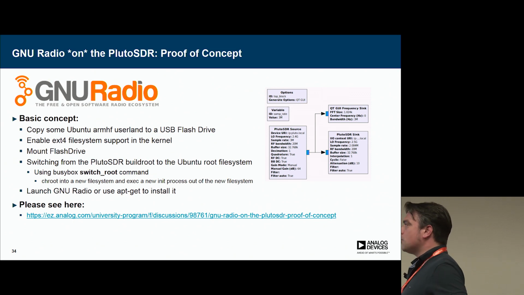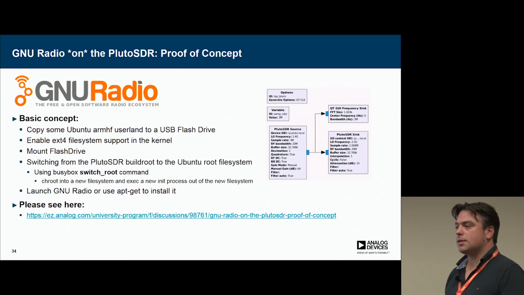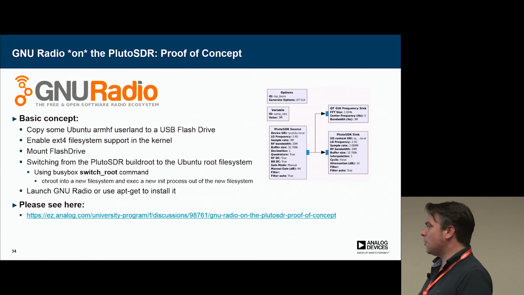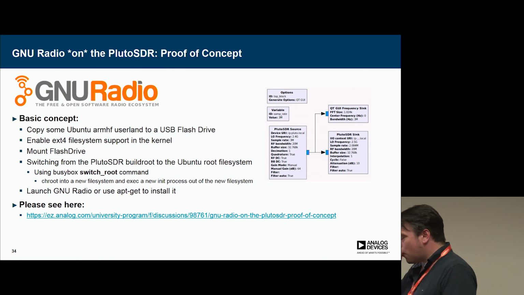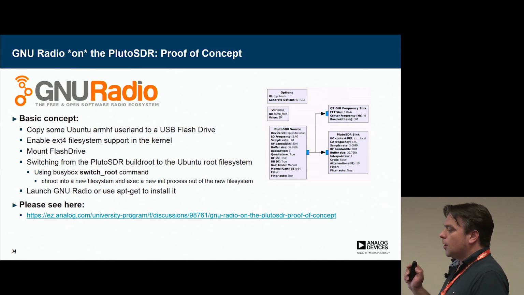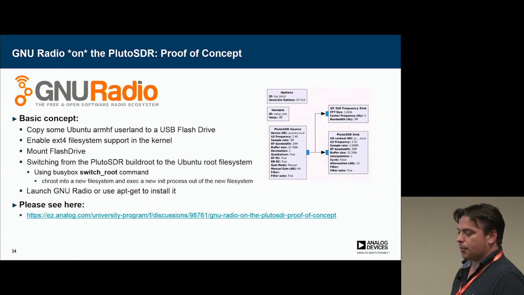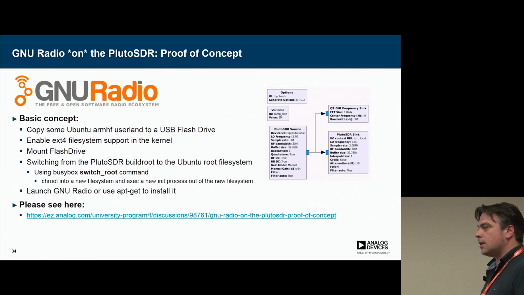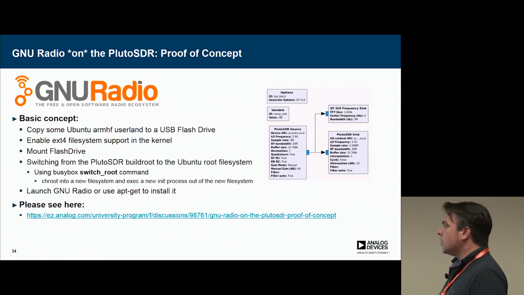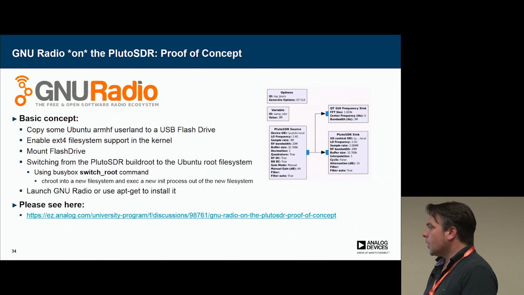As I mentioned before, you can also run GNU Radio on the Pluto itself. There are only 32 megabytes of SPI NOR flash. That's way too little for GNU Radio. The workaround is to just use some ARM hard float userland code. Linaro provides that. There are tarballs. You copy it over to a thumb drive.